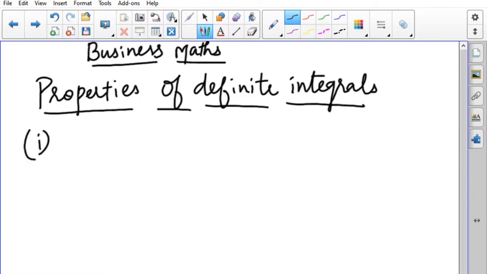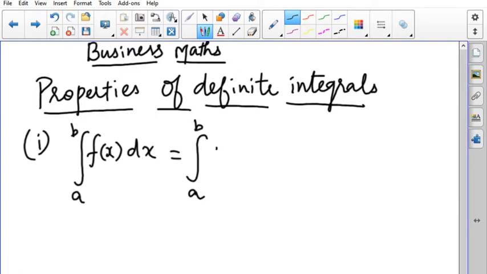So the first property is integral a to b f of x dx is equal to integral a to b f of t dt. You can apply any other variable instead of x. That is the first property.